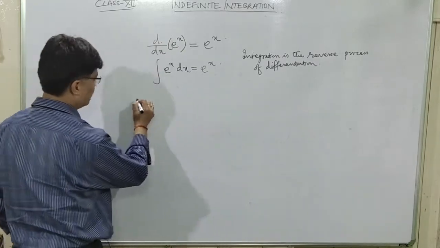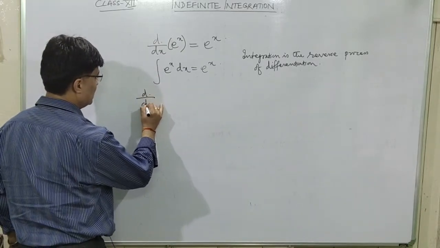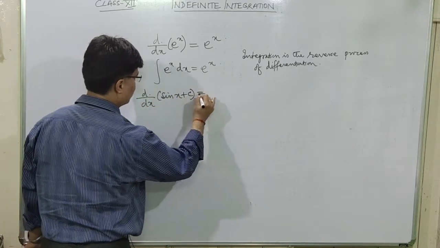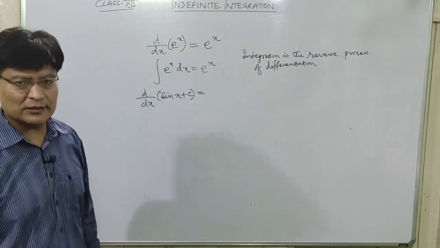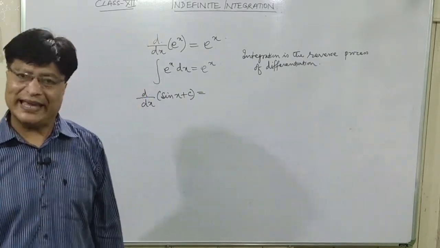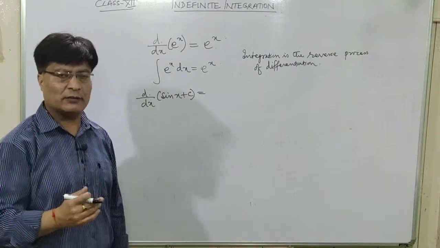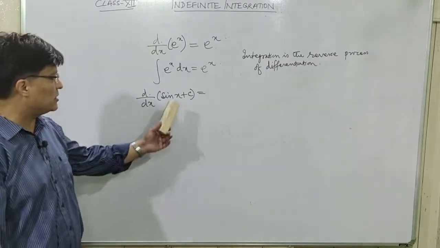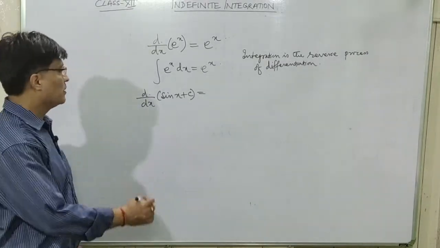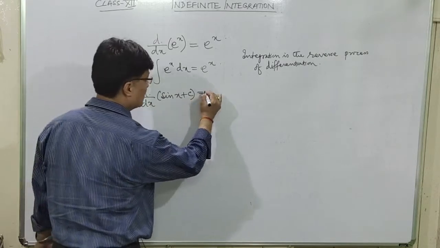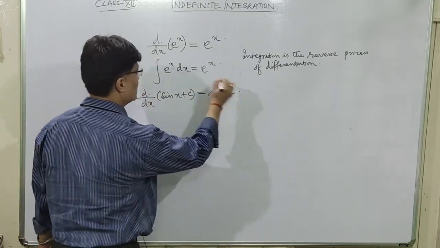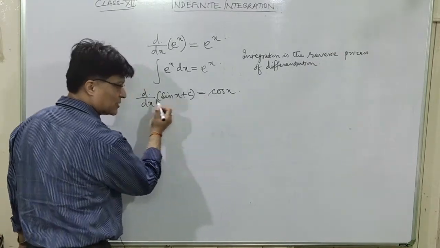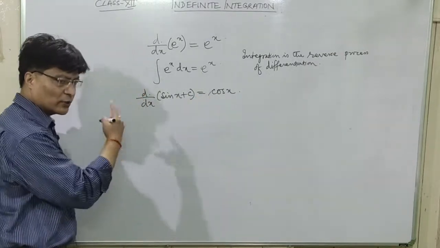Suppose you write dy dx of sin x plus c. What is c here? c is a constant because this is free from x. You know that x is the variable and this c is a constant, and this constant is free from x, so c is known as a constant. Okay, so what is dy dx of sin x plus c? It is again cos x, right? For dy dx of sin x is cos x and dy dx of c is 0. So it's only cos x.